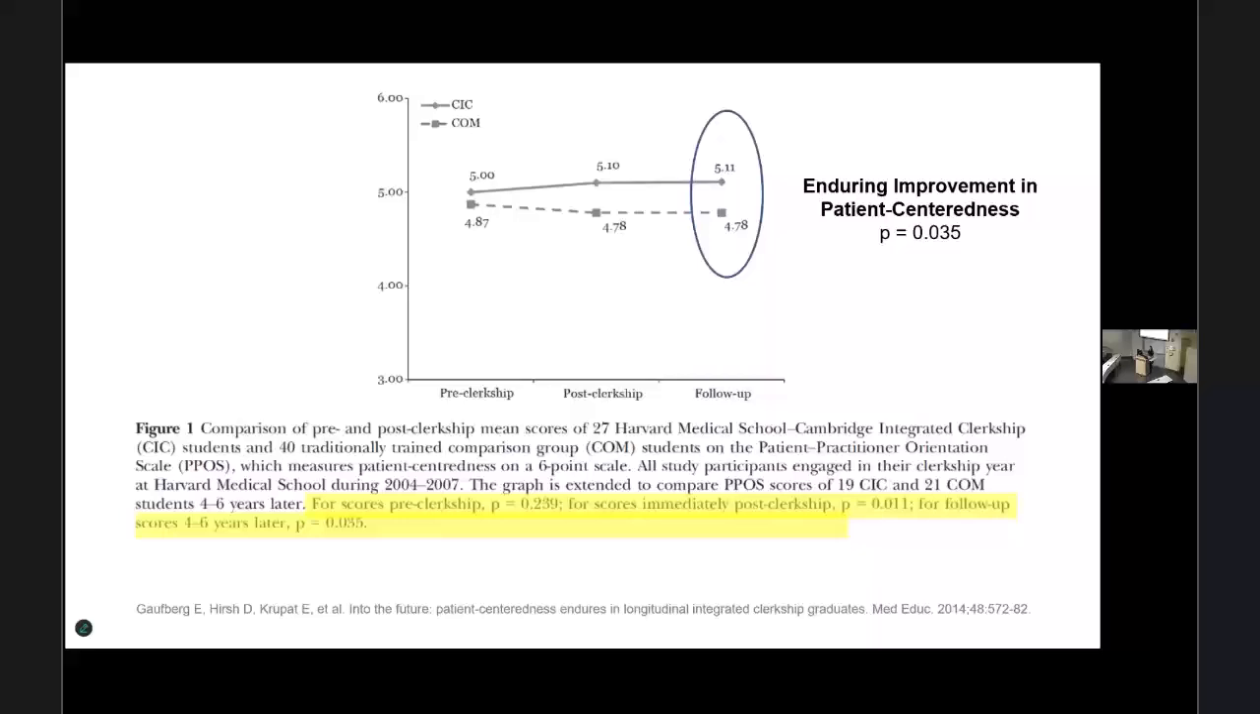So it wasn't just a temporary glow and a feeling good from getting to know a bunch of nice patients and having them in your cohort panel. Really, it was a change. Something about these learners changed and persisted into practice, even in the years of life that are potentially most likely to challenge your patient-centeredness at residency training. So this is really our why.